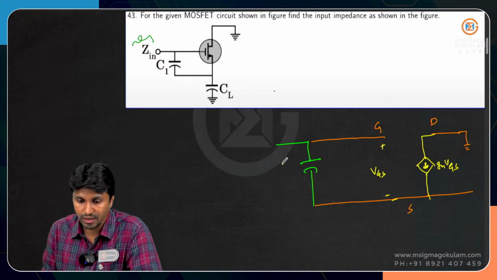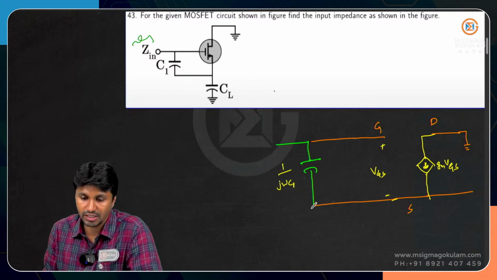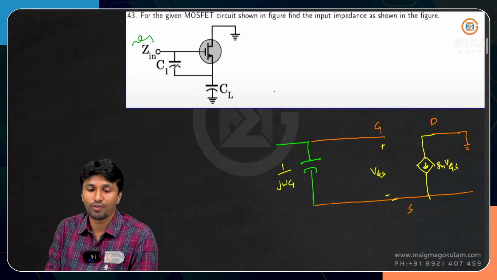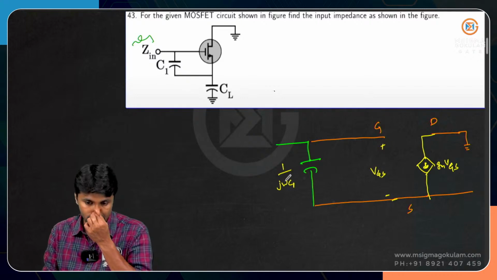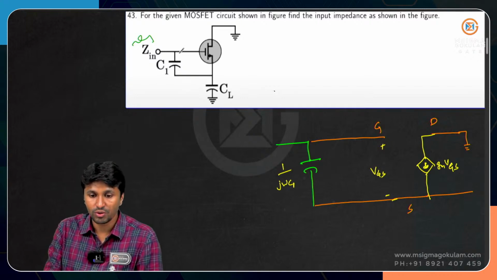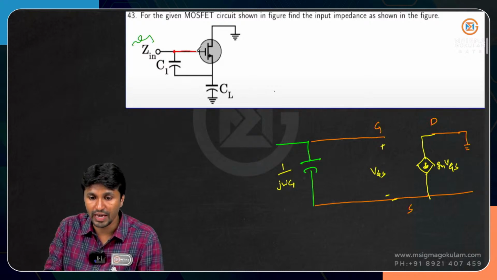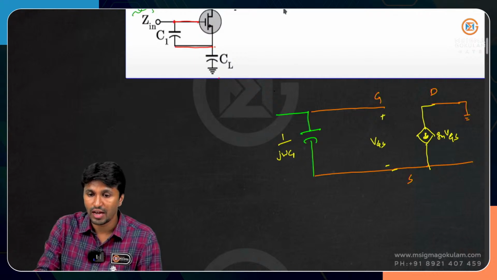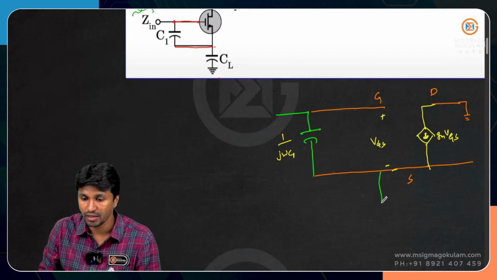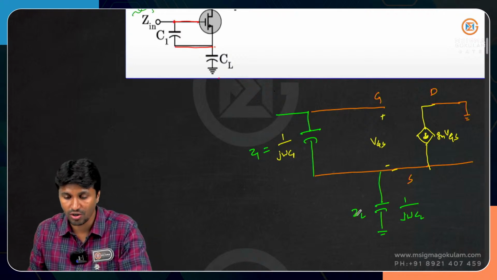So this is nothing but 1 by j omega C1. I'll write the impedance of the first capacitor, which is 1 by j omega C1. This node is connected to the gate and this node is connected to ground, which is the source. Between source and ground we have another capacitor, whose impedance is 1 by j omega CL. I'll call this Z1 and I'll call this ZL.